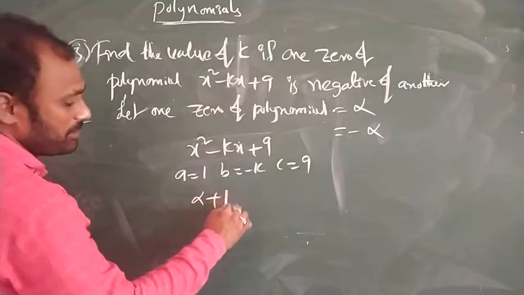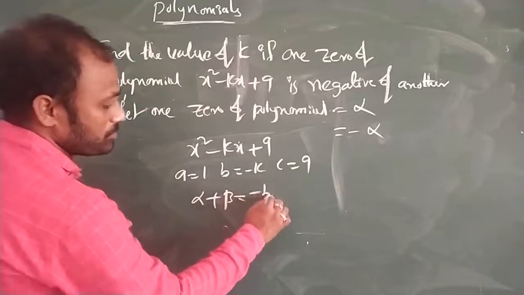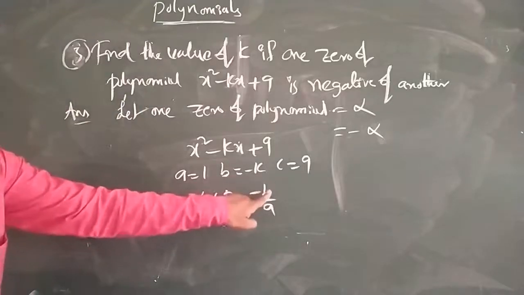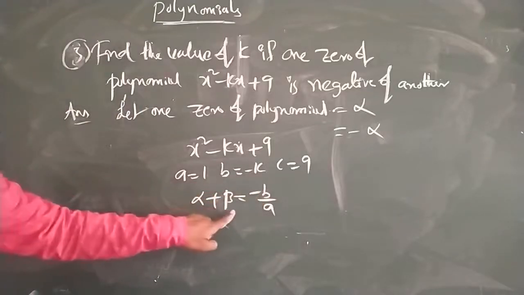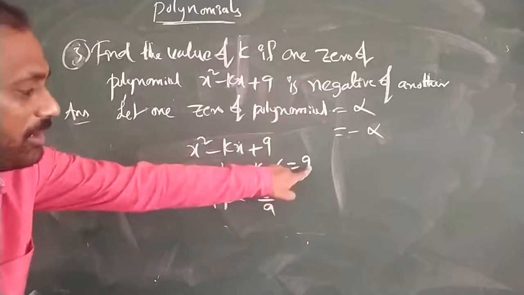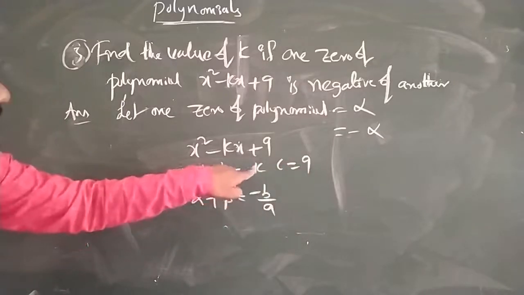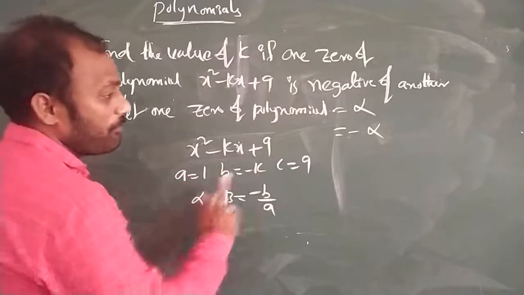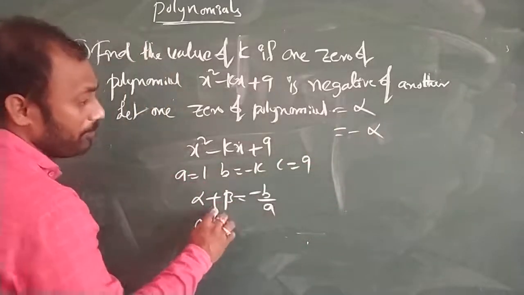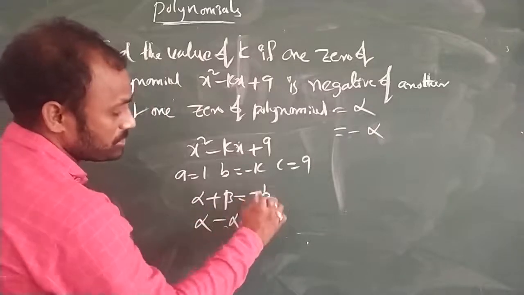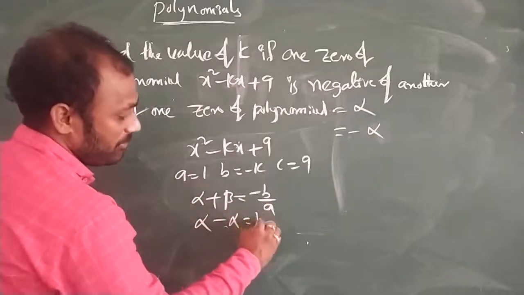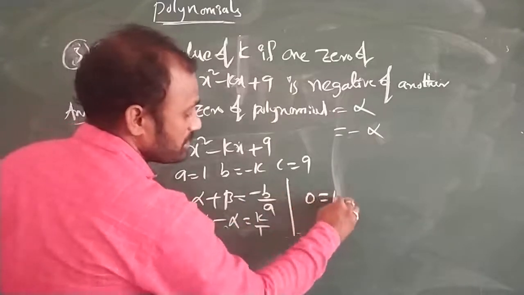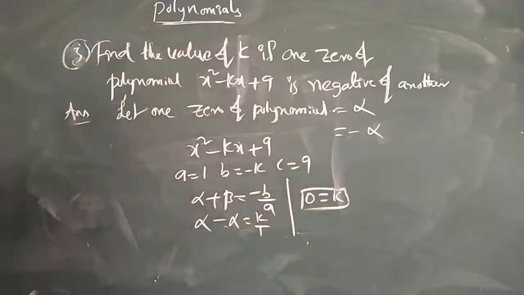So for alpha plus beta, the sum of the zeros, we can use minus b by a. Why am I using the sum of the zeros? Because the b value is there. If I use the product of the zeros, the formula is c by a, where we will get 9 by 1. But we have to get the k value, so for that reason we use the sum of the zeros. So alpha plus minus alpha is equal to minus of minus k, which is k by 1. So alpha minus alpha is 0, 0 is equal to k, which means k value is 0.